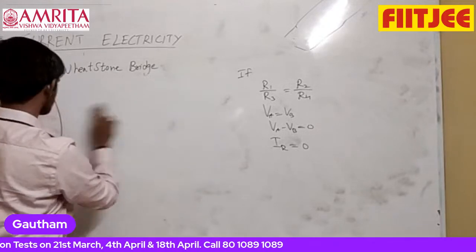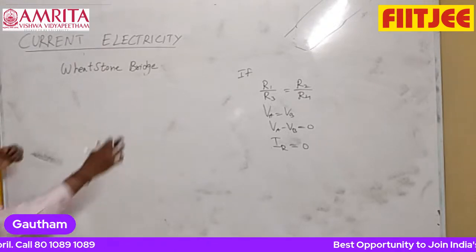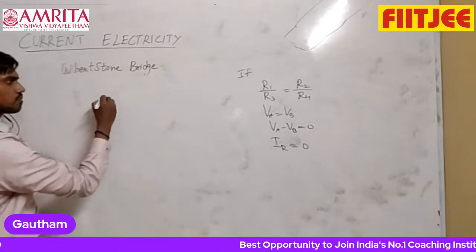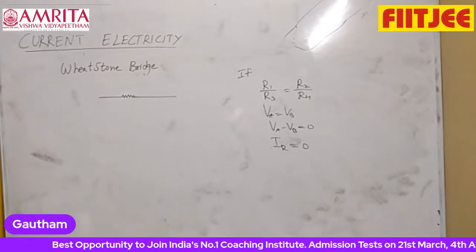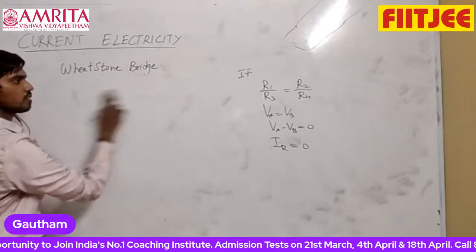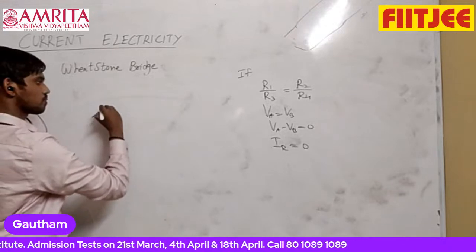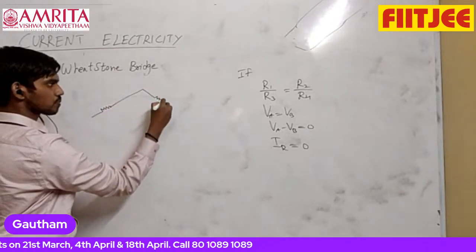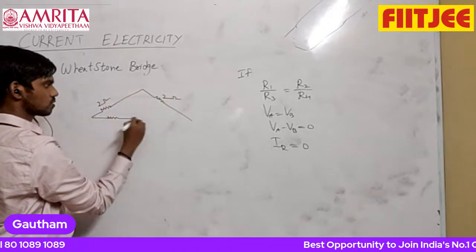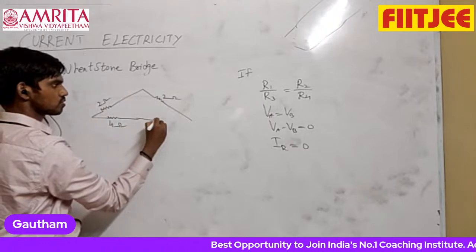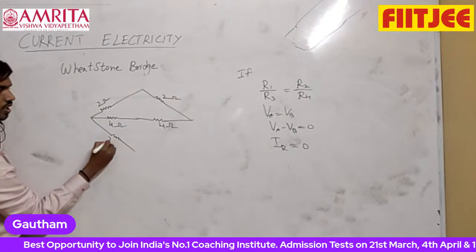So direct question, I'll skip that. Like this, the Wheatstone bridge concept you can apply. But one important thing to understand here is that it is also applicable in the case of an extended Wheatstone bridge. What I mean by extended Wheatstone bridge? Suppose you have 2 ohms, 2 ohms, 4 ohms, 4 ohms, again 2 ohms.